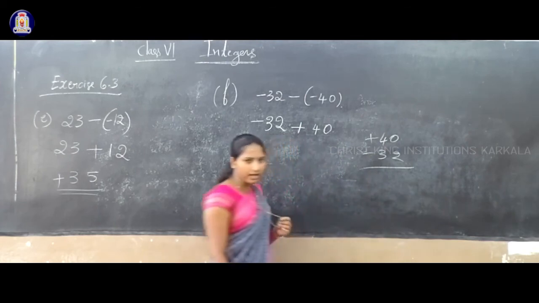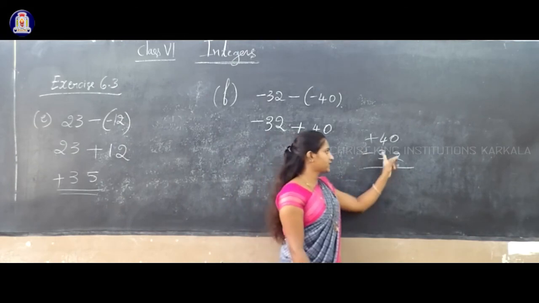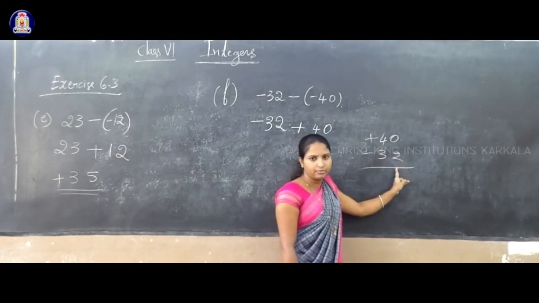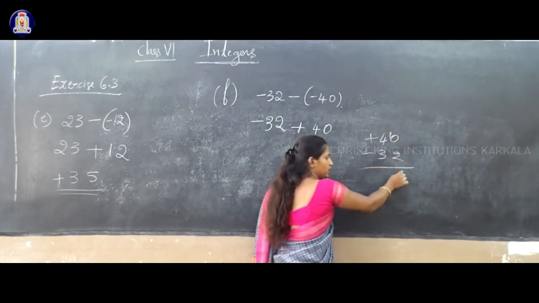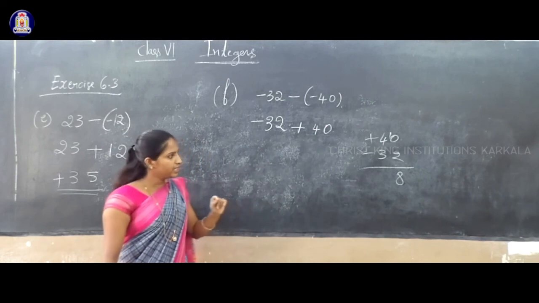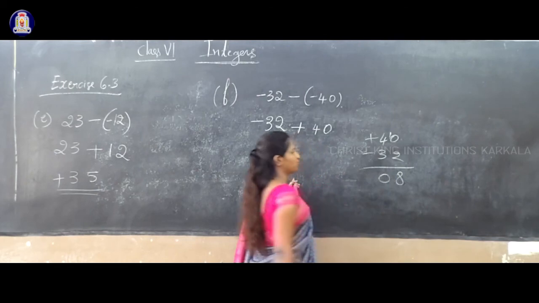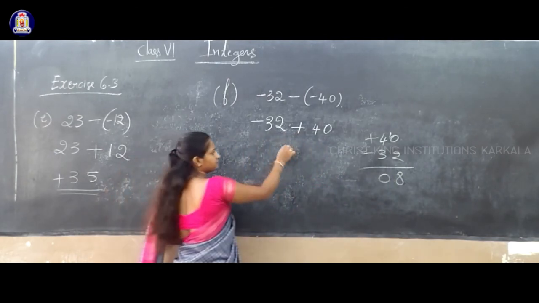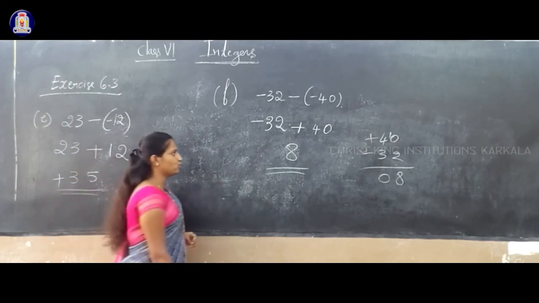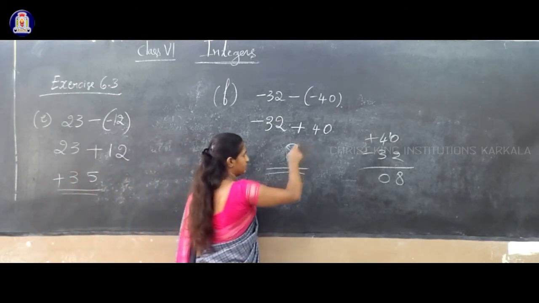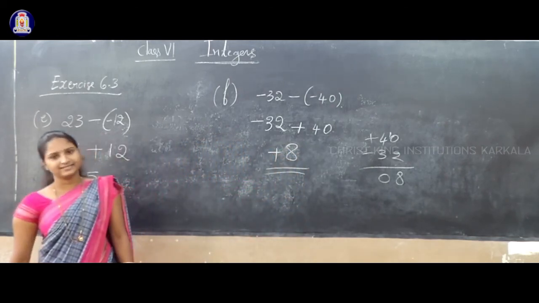Now we subtract, isn't it? Because the signs are different. Different sign, subtraction. So 0 minus 2 is not possible. What do you have to do? Borrow 1, you will get 10. So 10 minus 2 is 8. So what is remaining? 3. 3 minus 3, 0. So the answer is 8. Understood? 40 minus 32 is 8. And next you have to see the greater number. The greater number is 40. That sign is plus. The answer is plus 8. Understood?